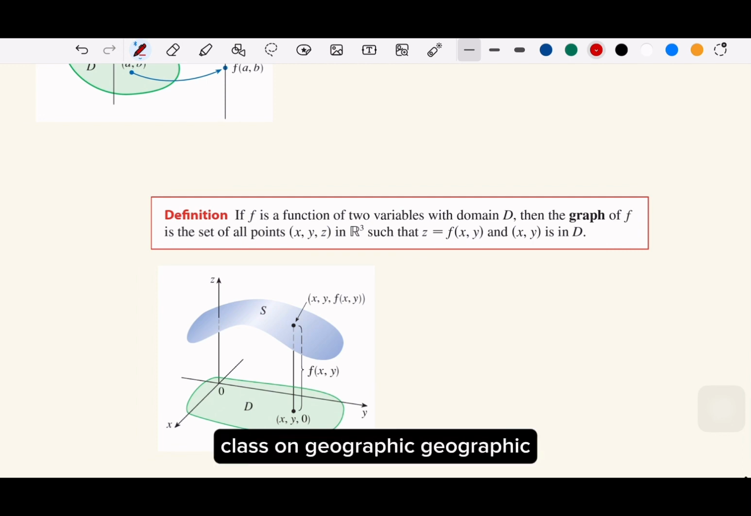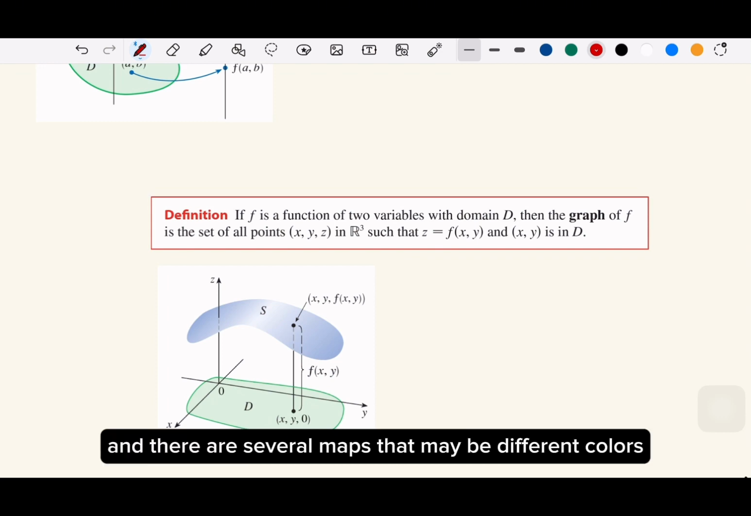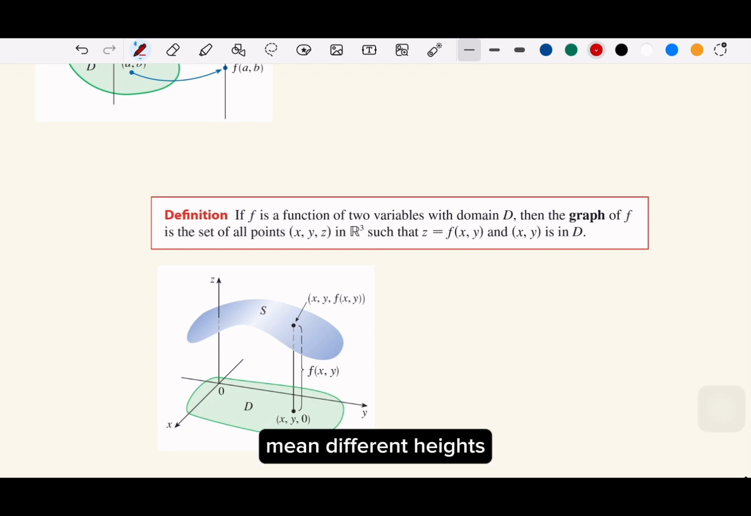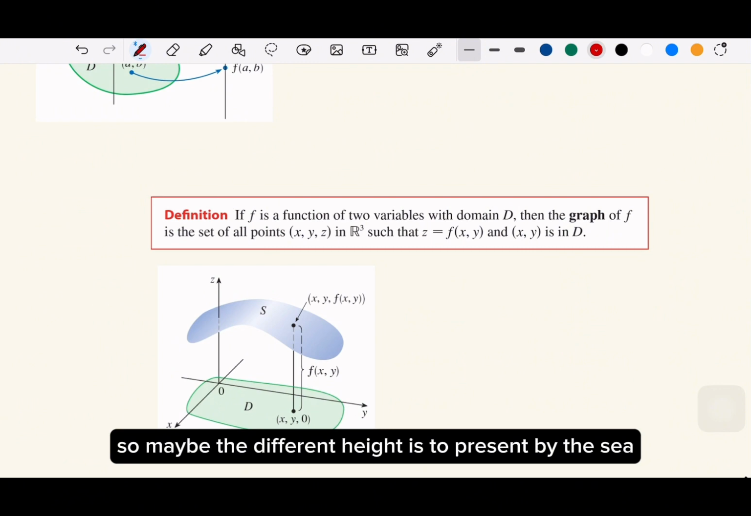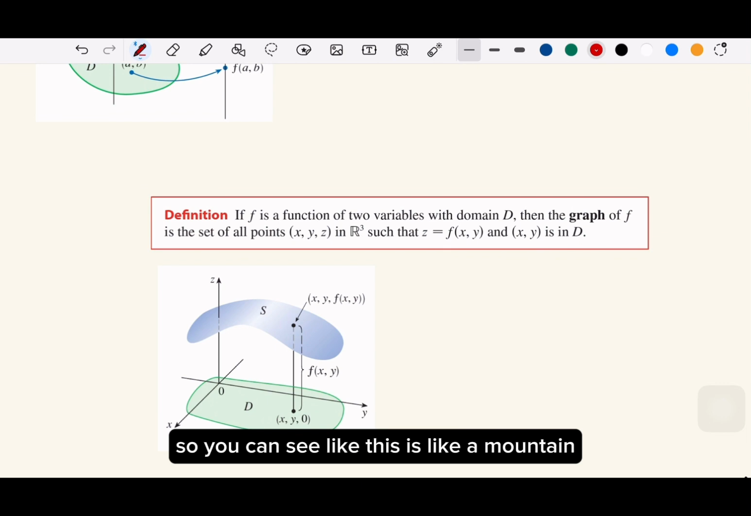If you took a geography class, you have maps, and there are several maps where different colors mean different heights. That is actually one way to use a function of two variables. So maybe the different height is represented by z. You can see this is like a mountain, like having a mountain like this.